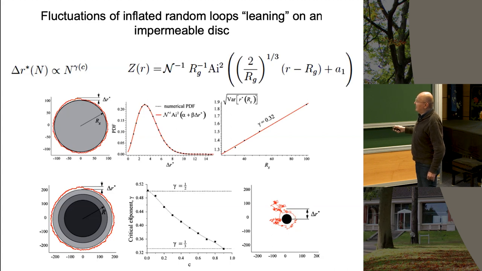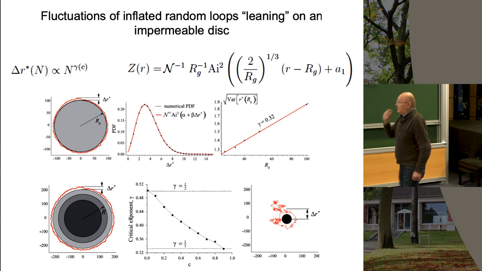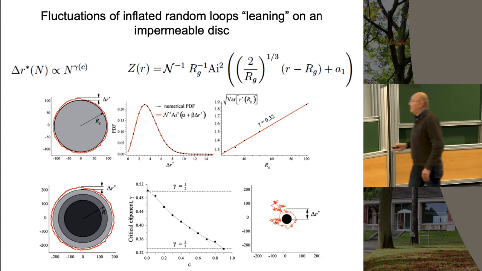So the fluctuations increase from 1/3 behavior to 1/2 behavior. Yeah. So whether this is a phase transition or not is a point for discussion. I will not touch this for a moment.